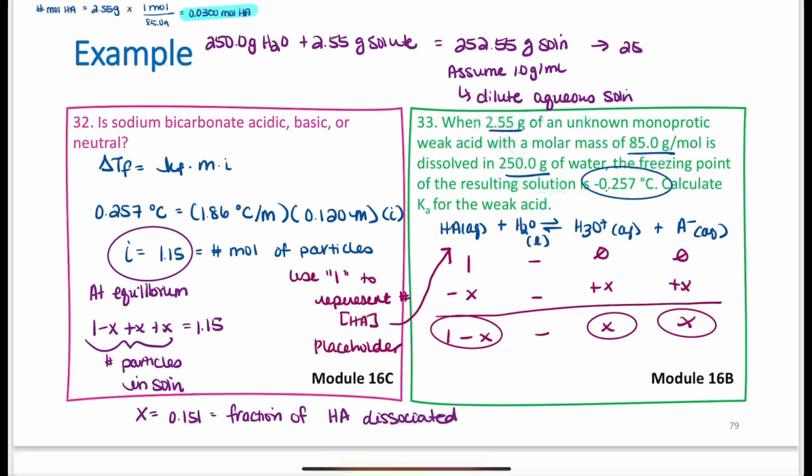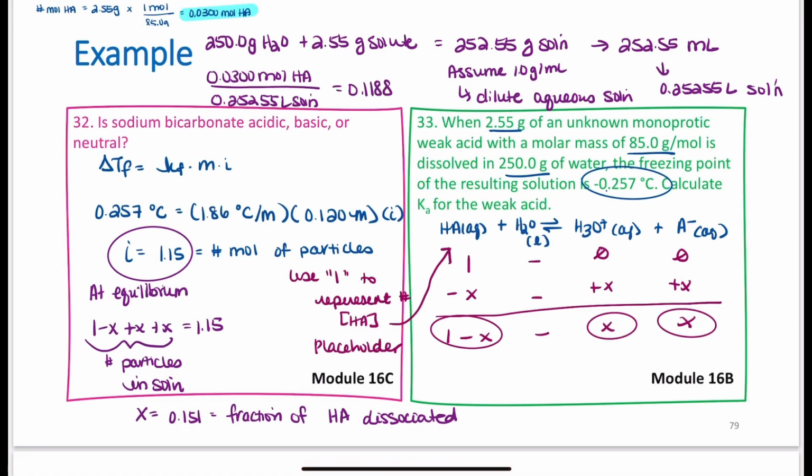That means, though, that I have 252.55 milliliters of solution, which is the same as 0.25255 liters of solution. So I can find the molarity. I have 0.0300 moles of HA in 0.25255 liters of solution. So my concentration is 0.1188 molar initially.